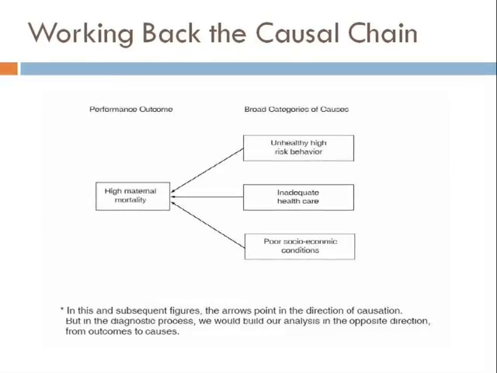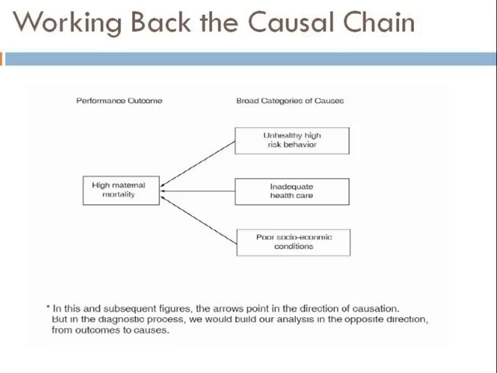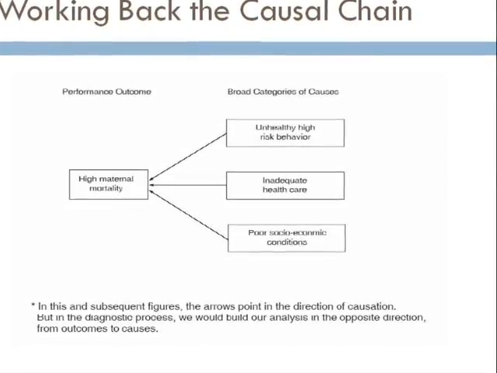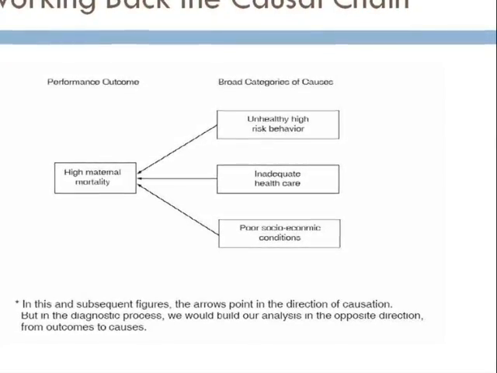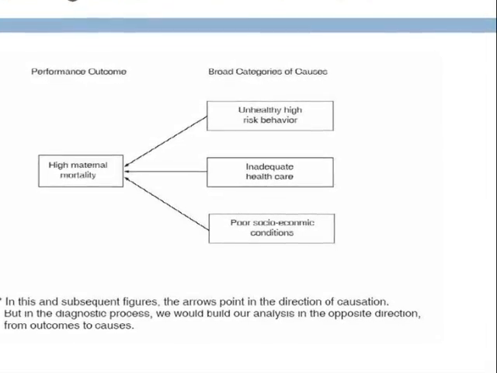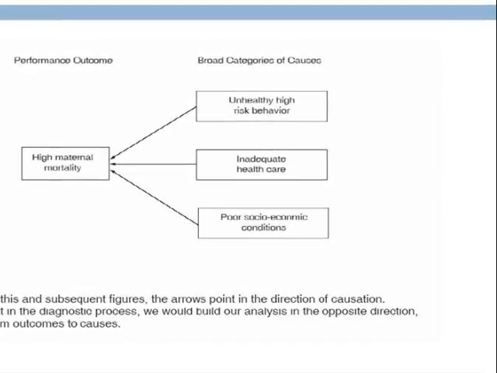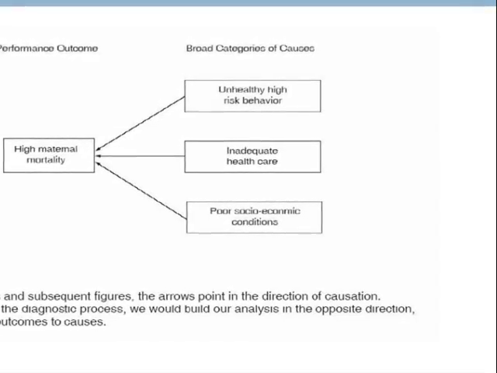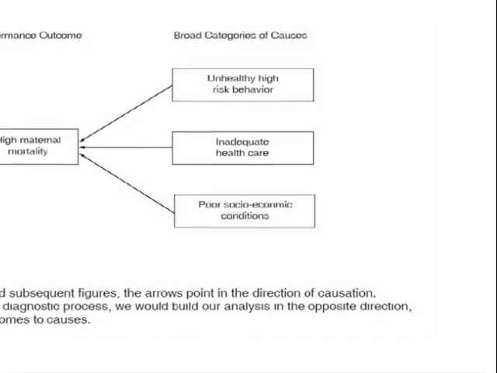So this is the example that's given in the book. Suppose we have a government that decides that it has a higher rate of maternal mortality compared to other countries, especially among its rural poor. Also suppose that the government decides to make improving this rate a priority. The first step is to consider the broad categories of causes. Three possible causes that often contribute to high maternal mortality are high-risk behavior, inadequate healthcare, and poor socio-economic conditions.